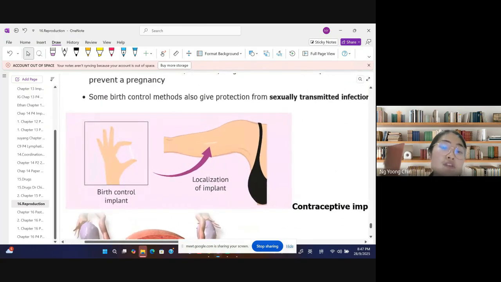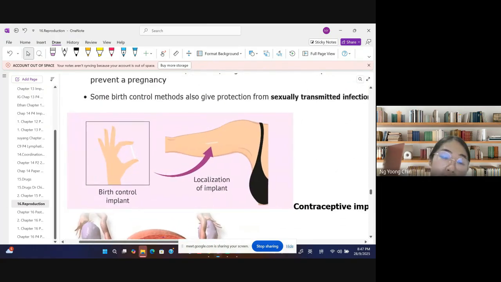For example, this is the birth control implant. This implant constantly releases hormones into the body. The common hormone is progesterone, because they want to ensure your body has a very high level of progesterone. So you are able to inhibit the production of FSH and LH, and you will have no more follicles being produced because the progesterone level is too high already.